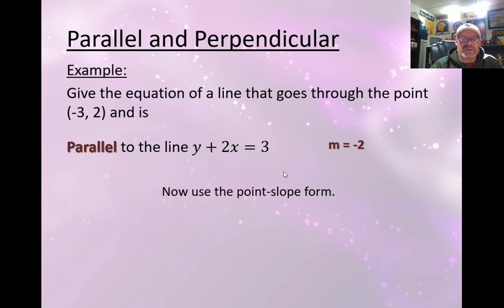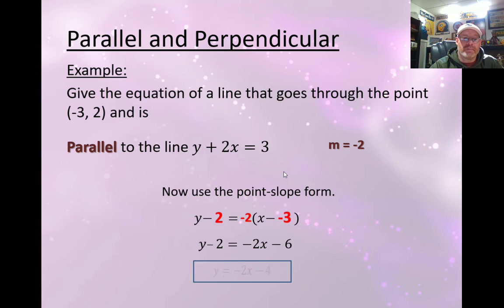All right, so here's the point slope form, and we're going to plug in the numbers. Y2, Y1, X1, and M. Want to see that again? So now I distribute the -2. Add the 2 over. And there it is. Y equals -2x minus 4.